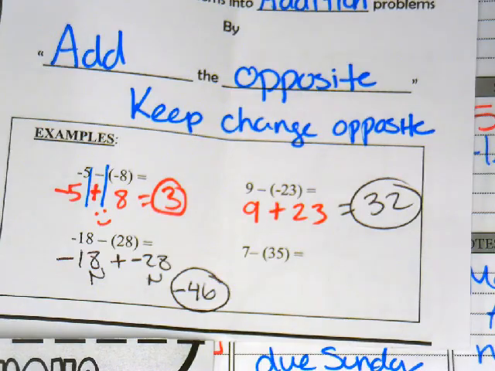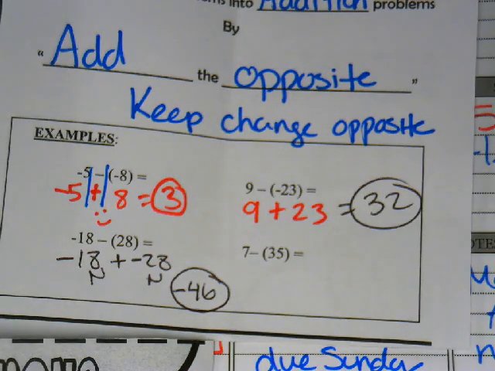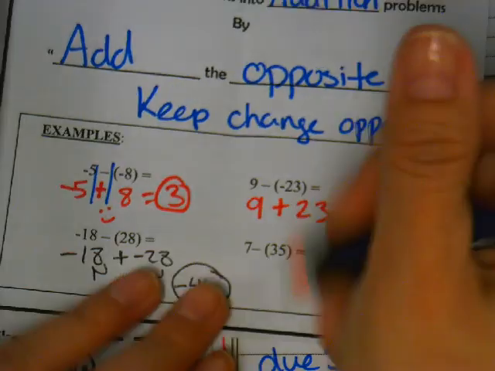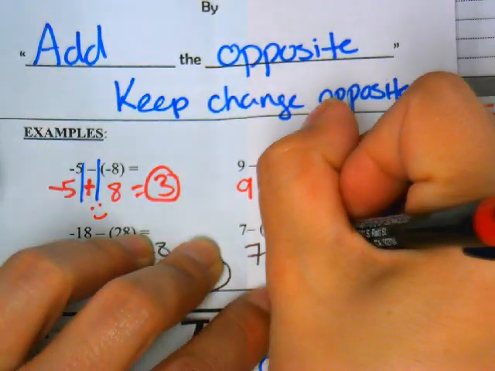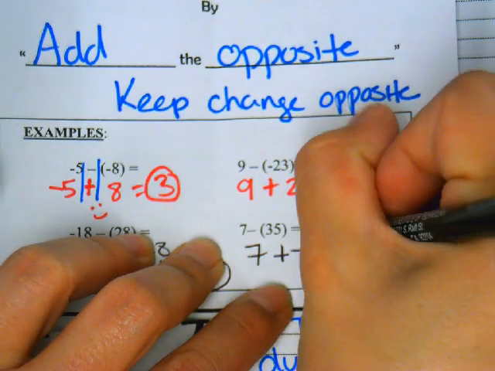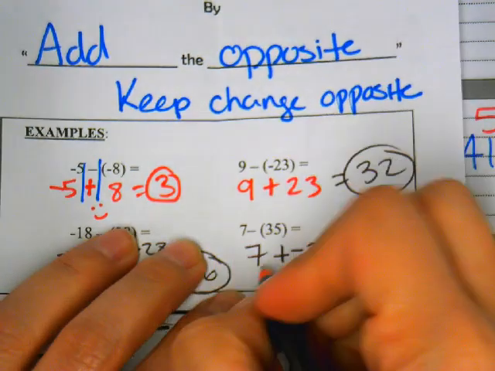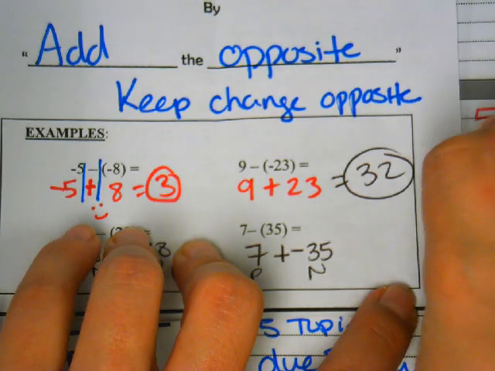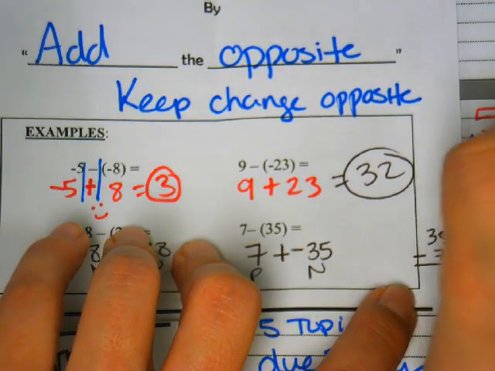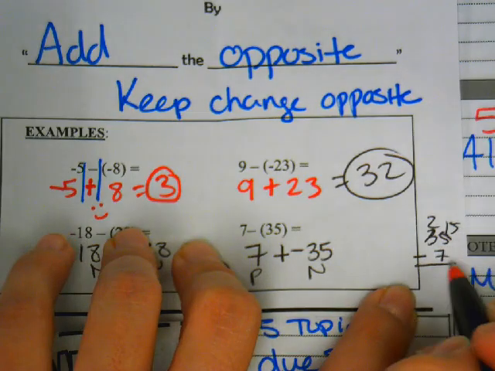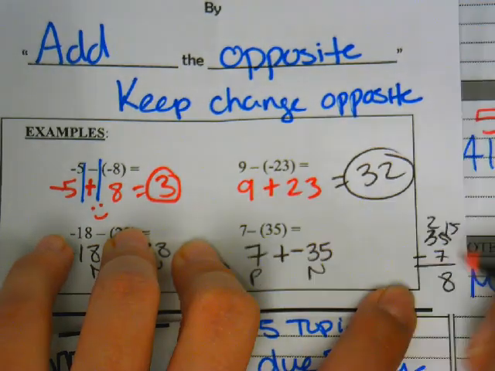Circle that. All right. 7 minus 35. Oops. 7 plus negative 35. We have a positive, we have a negative. We're going to subtract. And if you need to subtract on the side and borrow, you do you. 15 minus 7 is 8. Then you bring down the 2. So that's 28.